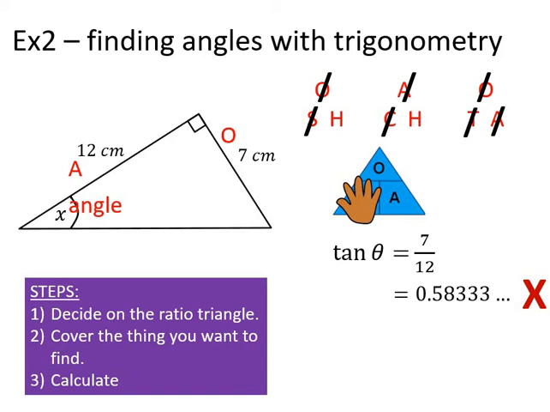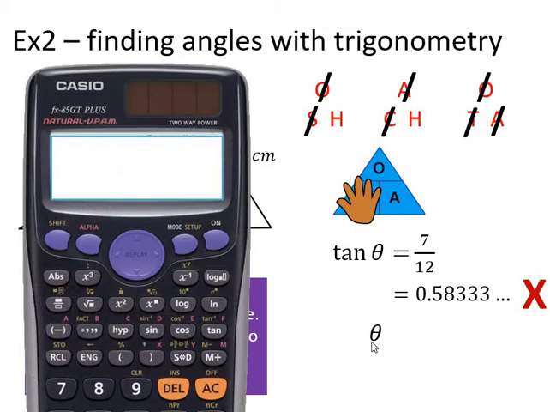So we need to go to the special button on our calculator to get just the angle by itself. So on my calculator, this time, I'm not going to press shift and sine because I don't need to do this inverse of sine. I need to do the inverse of tan. So I'm going to press shift and tan.